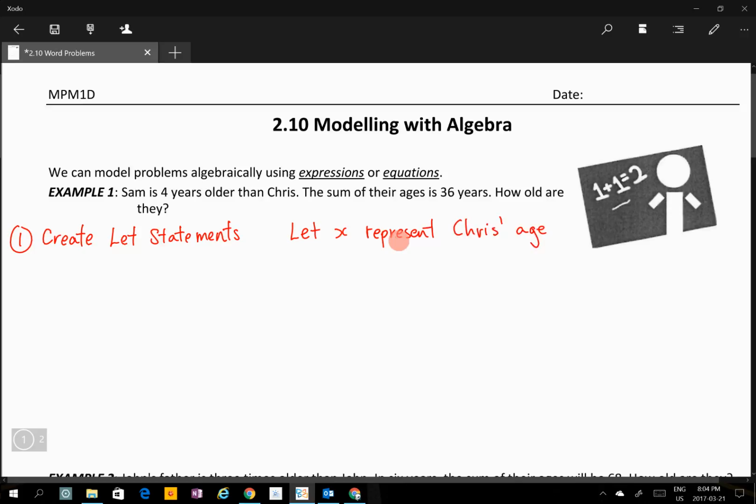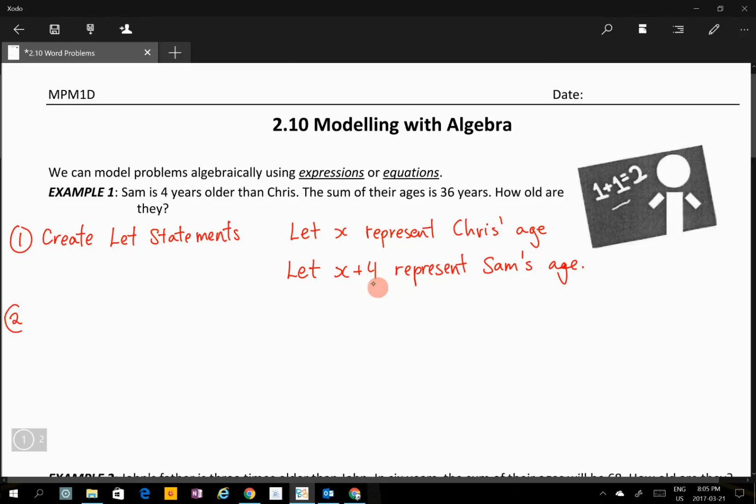Okay. And I need one more let statement. So we also have to create one for Sam. Now, if we know Sam is 4 years older than Chris, and I know Chris's age is represented by x, then Sam's age is going to be x plus 4. So let x plus 4 represent Sam's age. By doing this, we don't need to make a second letter for Sam. We just use Chris's letter x already for Sam's as well. Just make that expression x plus 4. Okay, so those are our let statements.